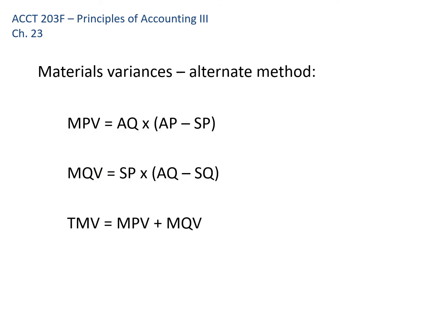Now the way to do this algebraically, I could do it the same way. So MPV equals AQ times the difference between AP minus SP. Now notice here, when I use less material than my standard, or when my actual price is less than my standard price, I'm going to have a negative number. Negative numbers are favorable variances because I spent less. Positive numbers are unfavorable variances because I spent or used more. So MQV is the standard price held the same times the difference in quantity.